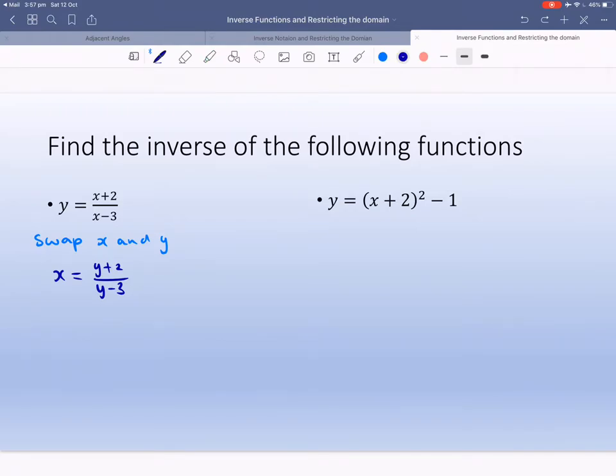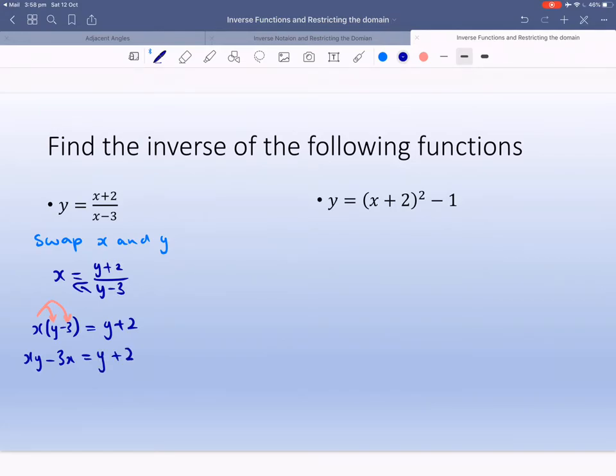So I want to make y the subject on its own. So I'm going to multiply this one over there. So it's going to be x, y minus 3 equals y plus 2. And so what I'm going to do now is I'm going to ski jump here because I want to get all the y's together and everything else on one side. So let's do that. So we've got xy minus 3x equals y plus 2.